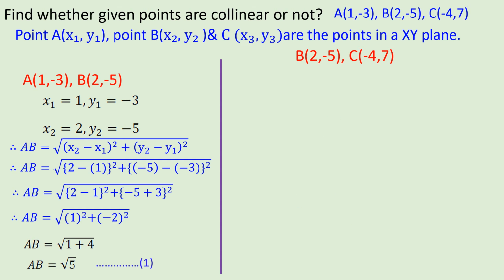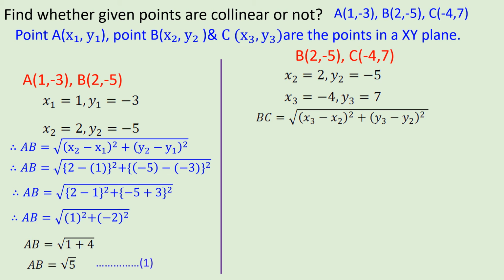So let us go for the next one, B and C. As you know, for point B we have taken x2 and y2 as the coordinates, and for point C we have x3 and y3. Therefore x2 and y2 values belong to point B: x2 equals 2 and y2 equals -5. x3 and y3 belong to C. So the value of x3 is -4 and y3 is 7. It is from point C.